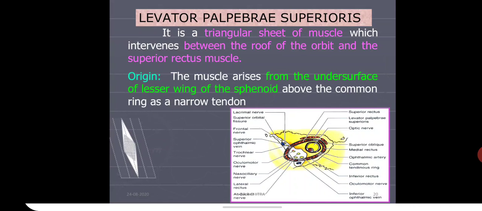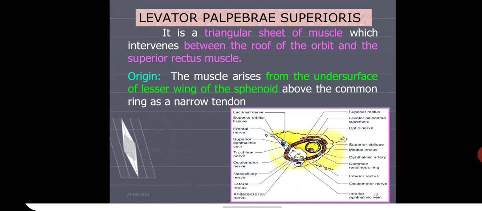This one muscle, levator palpebrae superioris, elevates the upper eyelid. Levator means elevates, palpebrae means lid, superior means upper eyelid. This muscle is also very important. Just think, the palpebral fissure is always kept open all the time when we are awake. This action is done by the levator palpebrae superioris muscle.